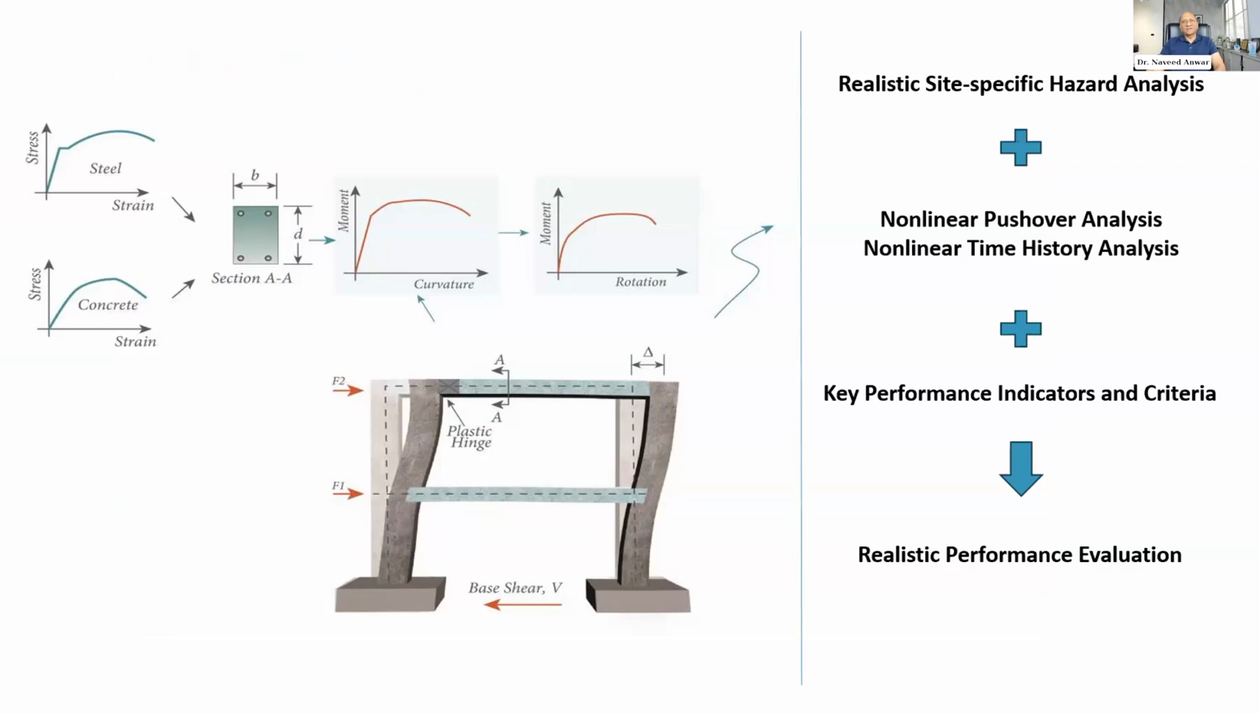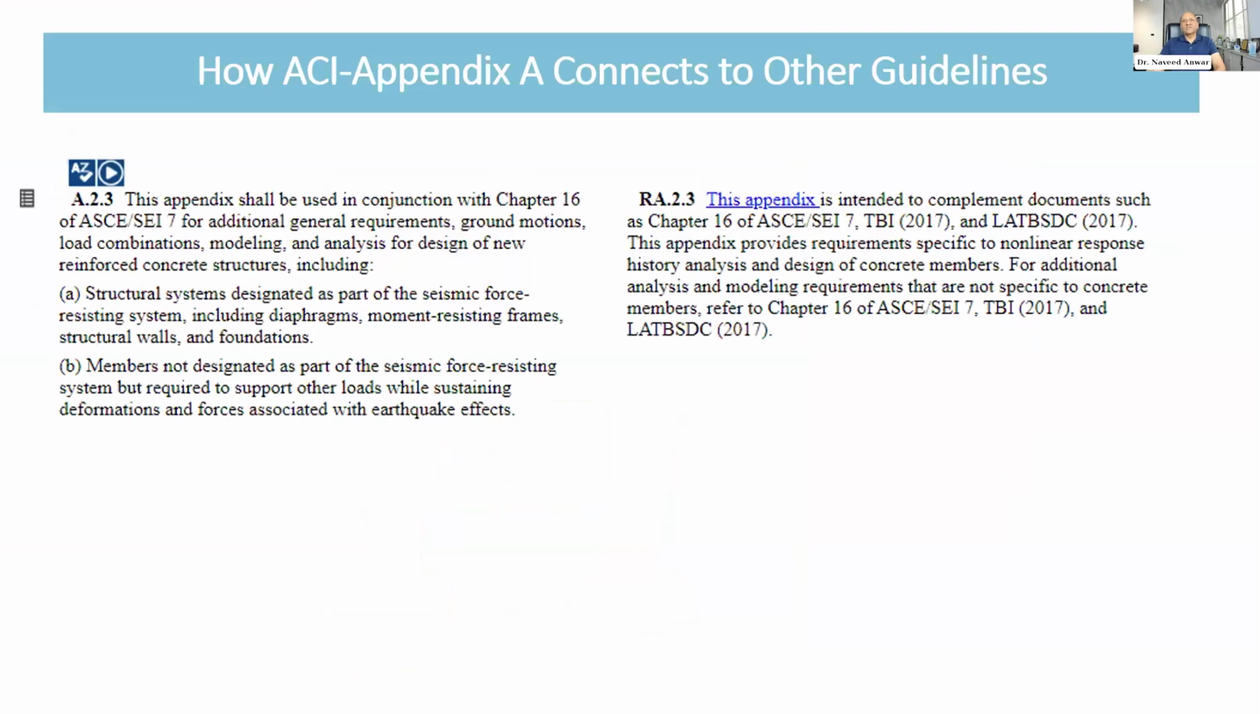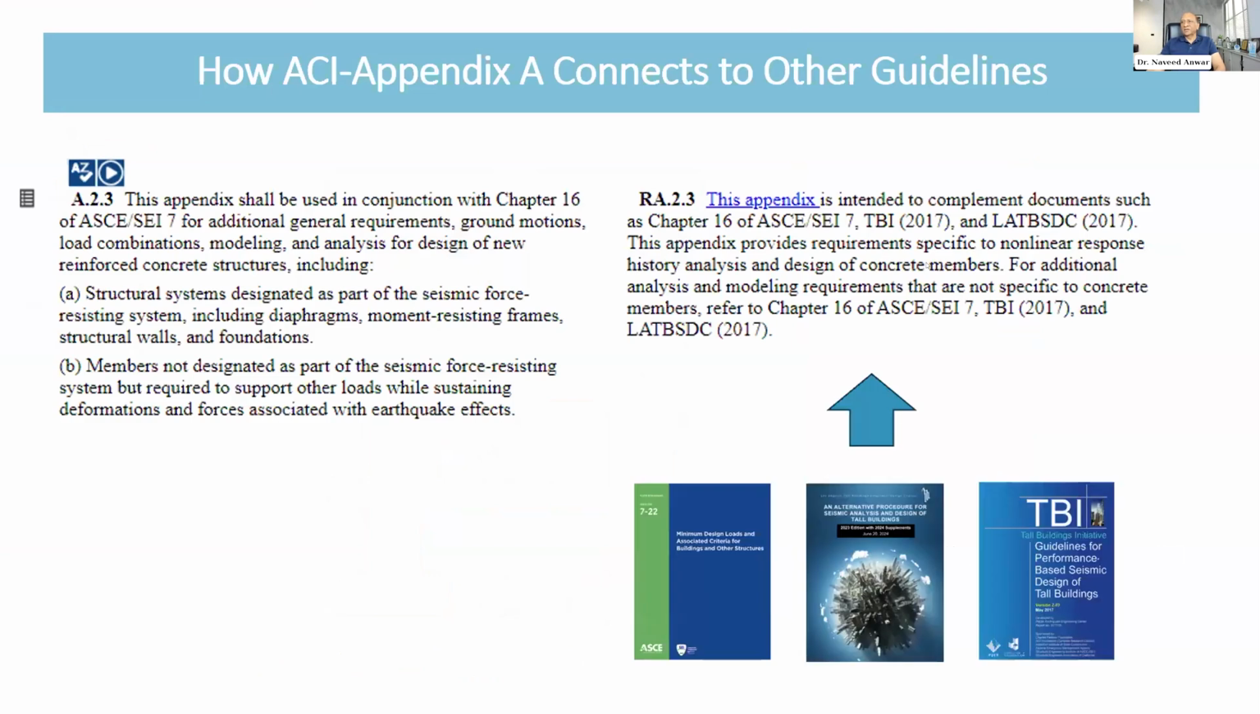So all of this is intended to answer the question, and Appendix A will help to do the left part. The right part is normally done by ASC and other guidelines. If you look at Appendix A, you will see that they are actually referring to the start of the chapter. They refer to these guidelines on the right-hand side: ASC, TPI, and LATBC. Now, ASC has always been in the code, but TPI and LATBC are new.